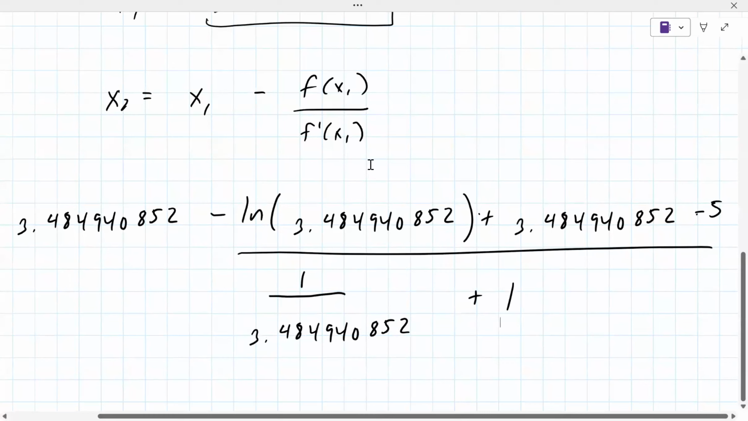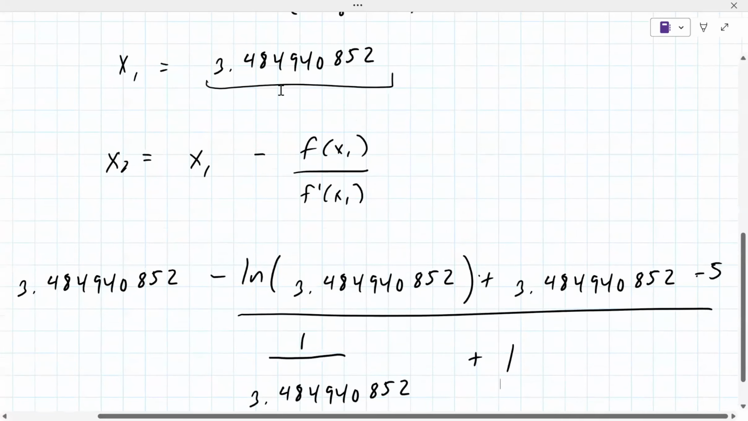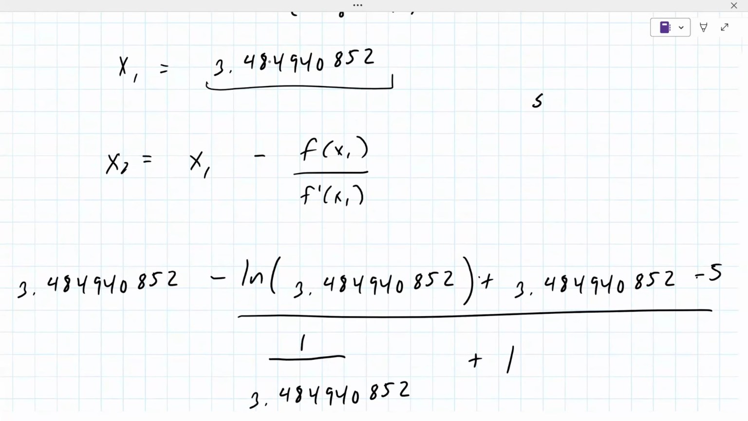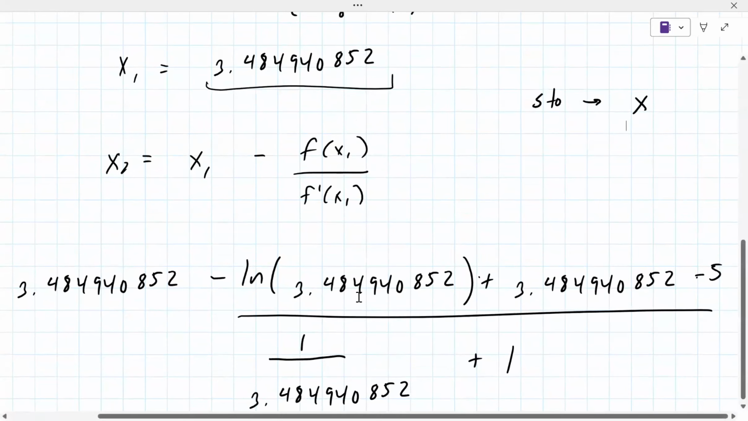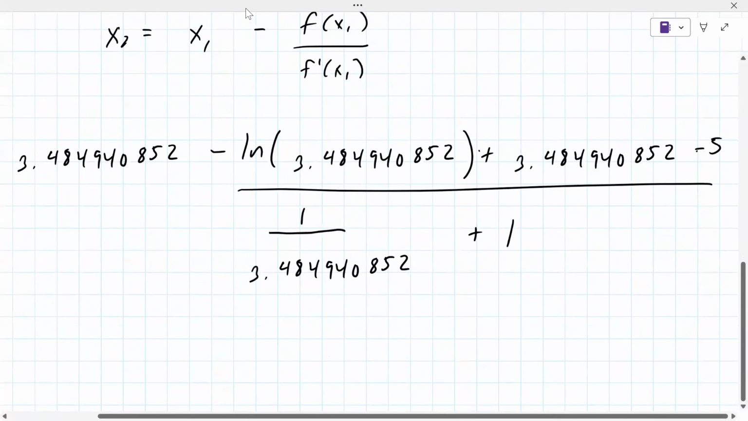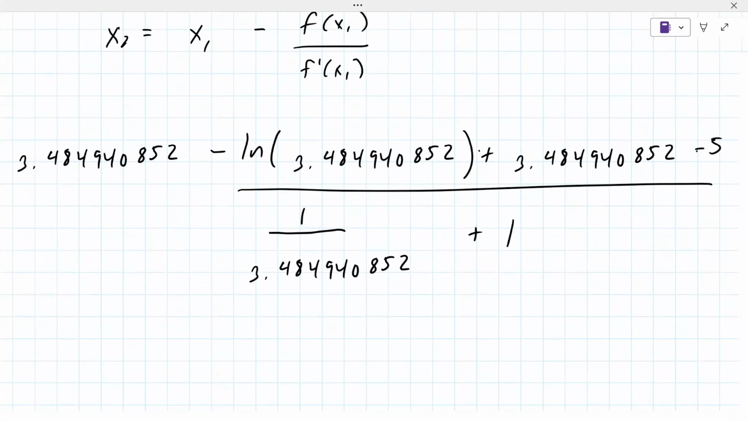That's a lot. So the way to do it in your calculator is to actually store this to X. There's an STO button to X, and then you just put X here. I can show you that if you want, but you're probably not going to get this one. You're probably going to get the previous one in your test. It's a little more doable.